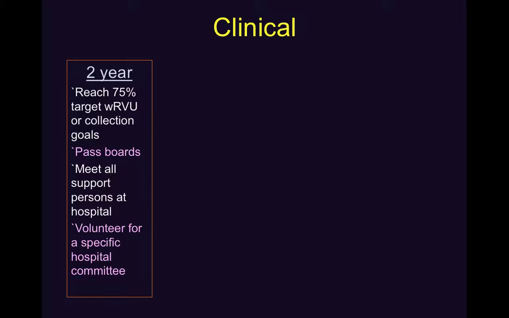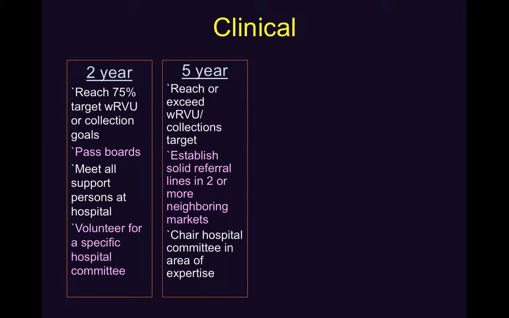So the idea of the rows on a career development plan is that that's the direction you're going, but these are going to be steps that will take more time to achieve, or maybe preliminary achievements before you can be eligible to do those achievements further on. So for 5 years, it might be to reach or exceed your RVU or collections target. I think most chairmen would say, yes, you're going to do this by 5 years. Maybe to establish solid referral lines in neighboring markets.